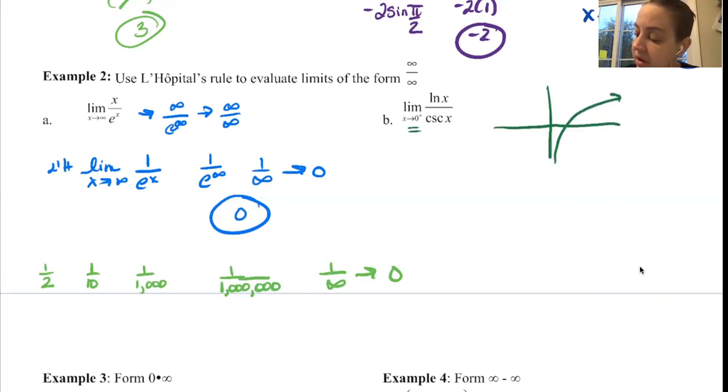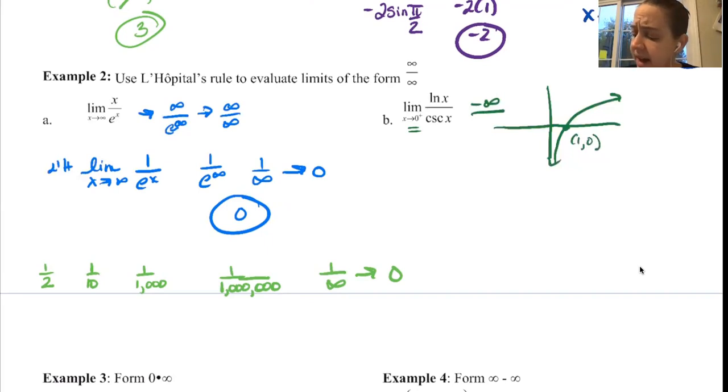This is my natural log curve. It passes through the point 1, 0. I have to say approaches 0 from the right on this side over here because there is no function on the left. It's not defined there. So we're only allowed to use the right-hand side. So the numerator is negative infinity because it's going down, down, down to negative infinity.